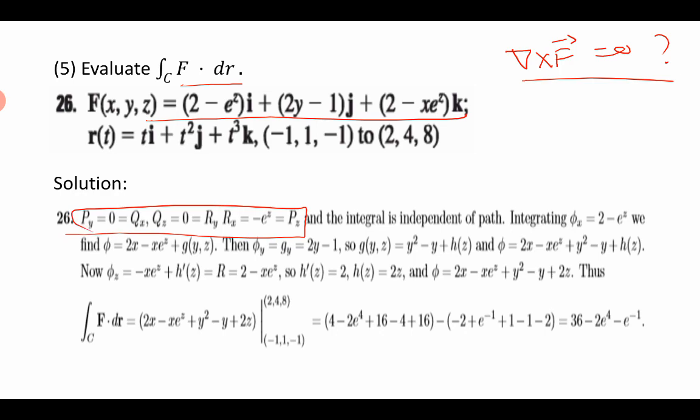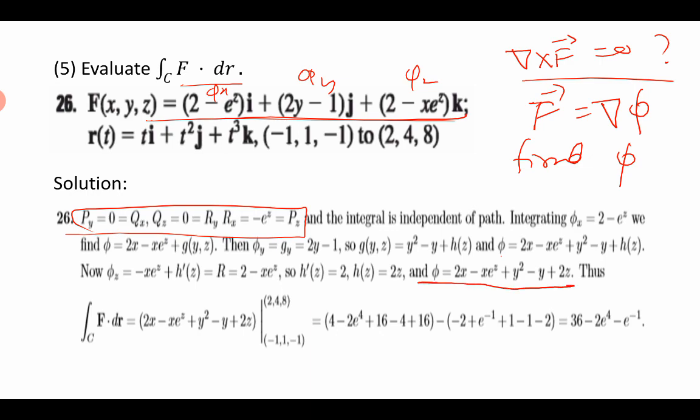You should have an idea about the determinant. Then you can say what these things are. Verify, and if this is 0, we know that F vector is equal to del phi. Find phi from F by using the same method: this is e raised to z, this is phi x, this is phi y, this is phi z. Using the same, we are finding phi. The phi has been found here finally. It's just like the previous problem. Go ahead.